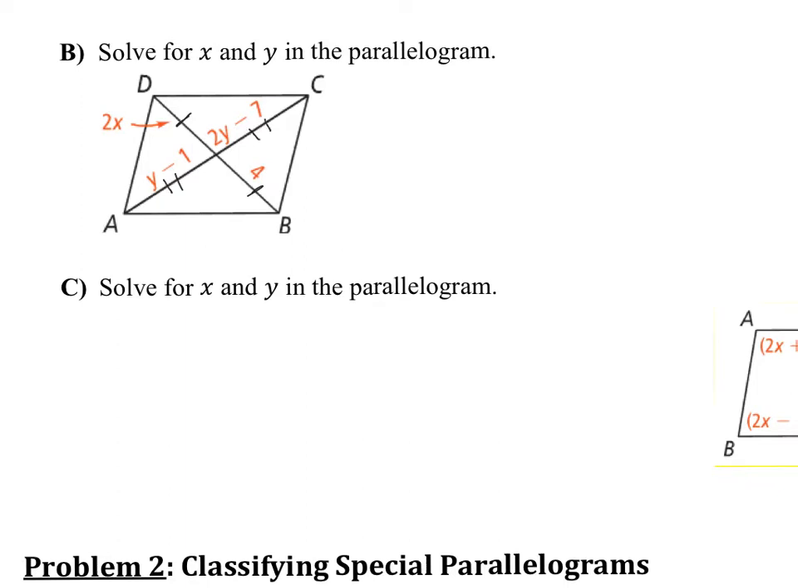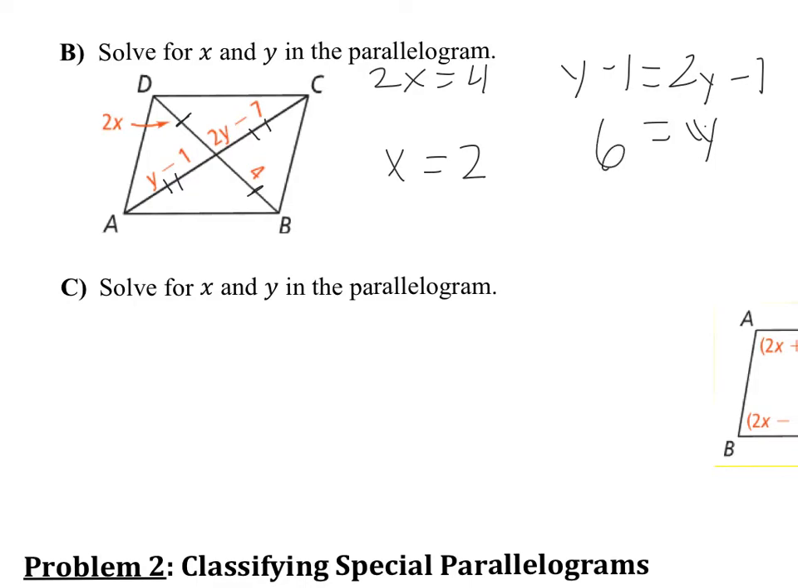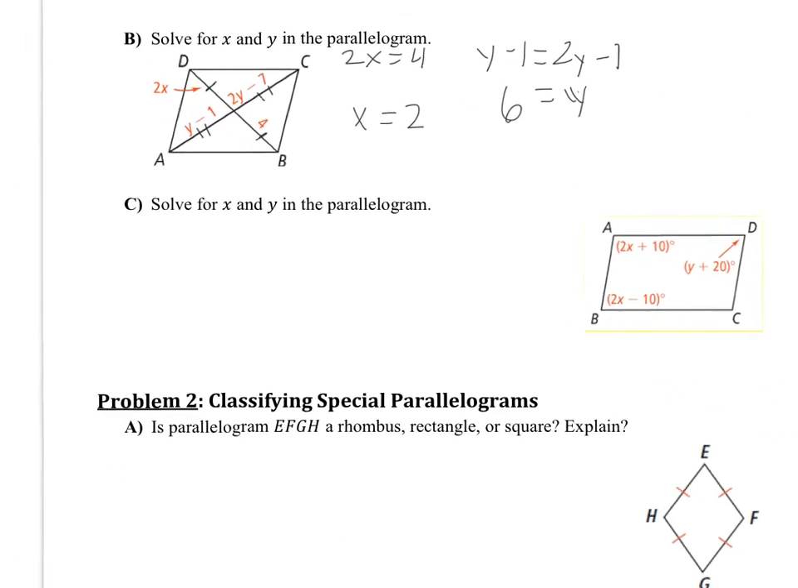So I can set up the equation 2x is equal to 4 and y minus 1 is equal to 2y minus 7. So if I divide that by 2, x is equal to 2. If I subtract y, I get y, and then add over 7, I get y is equal to 6. So that would be using their properties there.